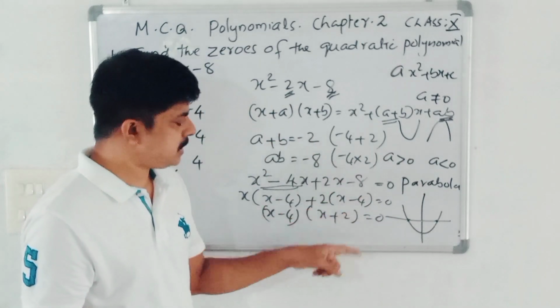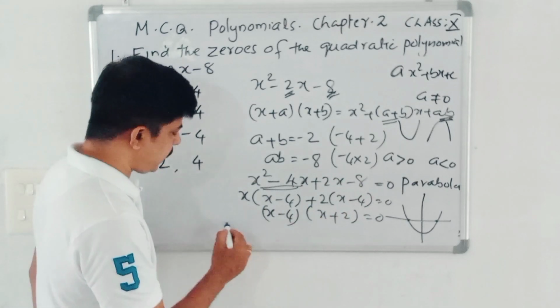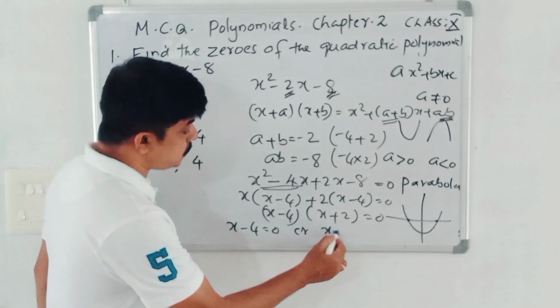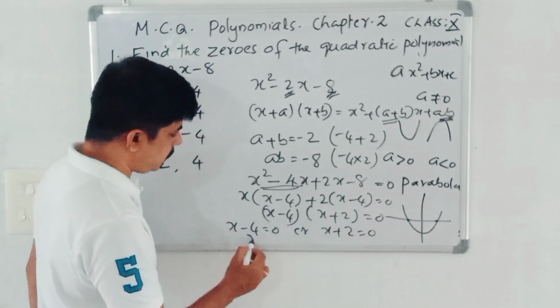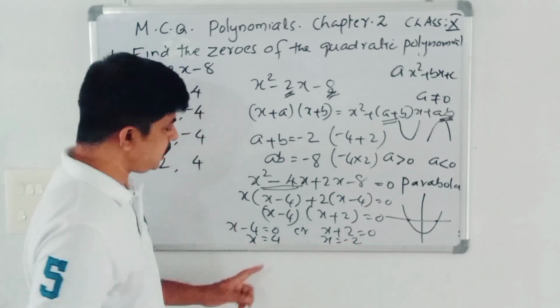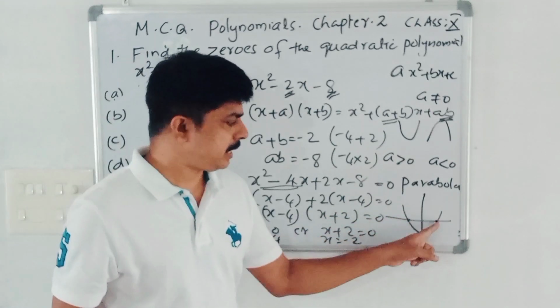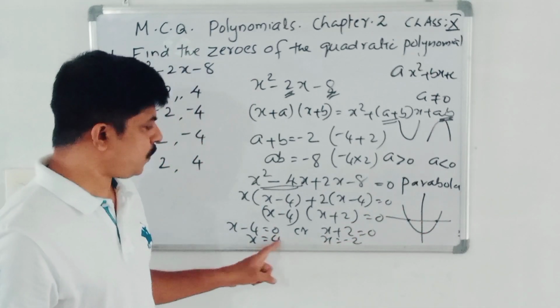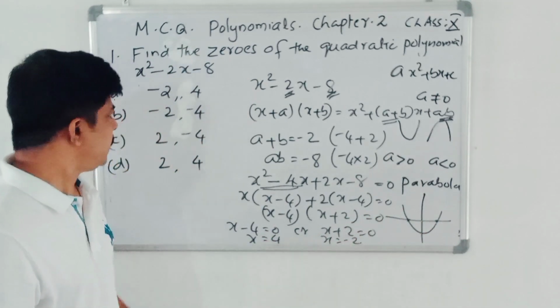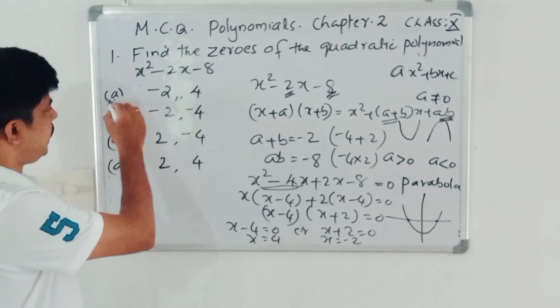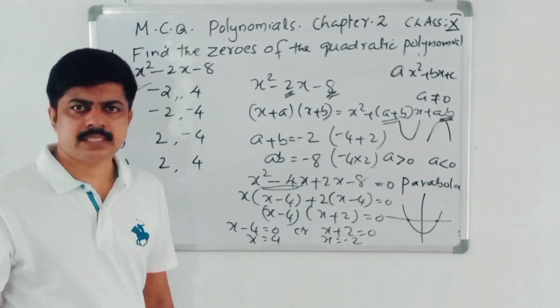Now we are going to find the zeros of this polynomial. Therefore, x minus 4 equal to 0 or x plus 2 equal to 0. Therefore, x is equal to 4, x is equal to negative 2. At these 2 points only, graph will cut the x-axis. Therefore, our required answer is x is equal to 4 and x is equal to negative 2. Thus, our answer is option A. That is the right answer.